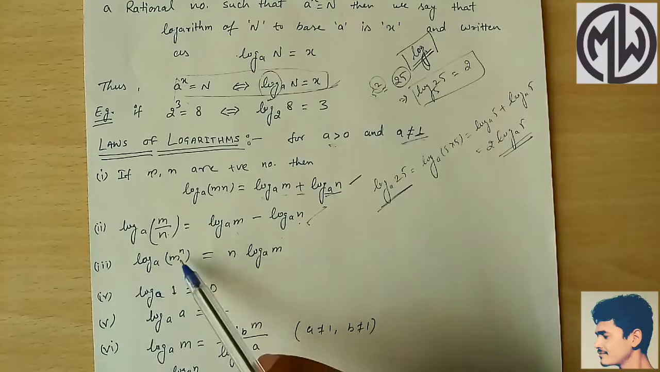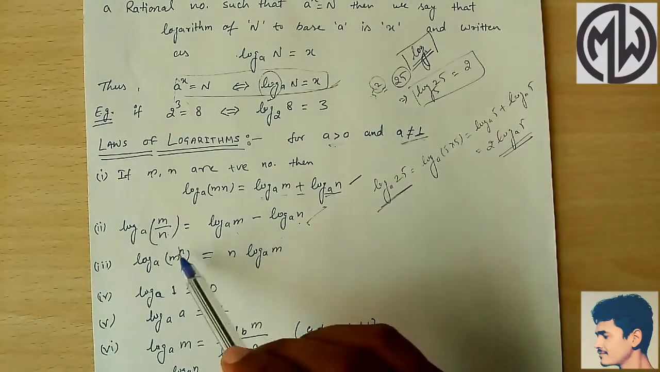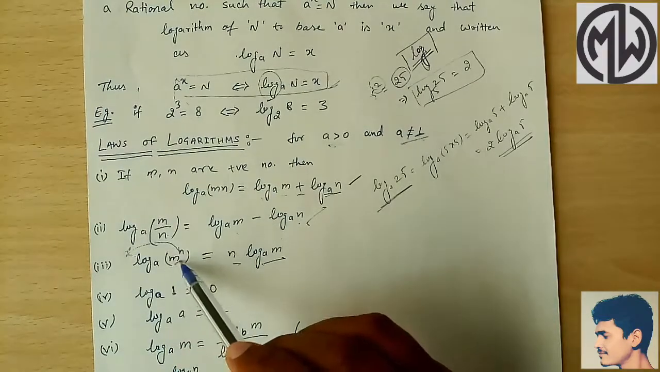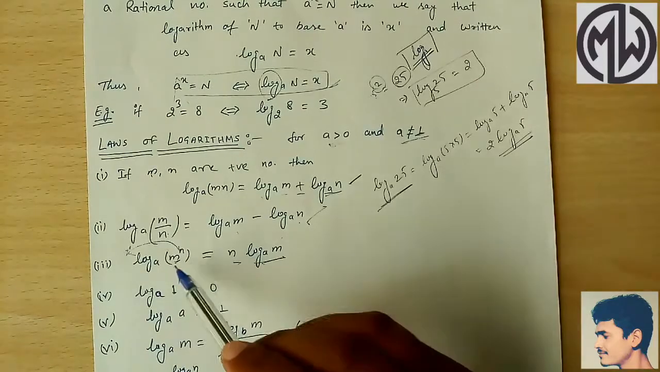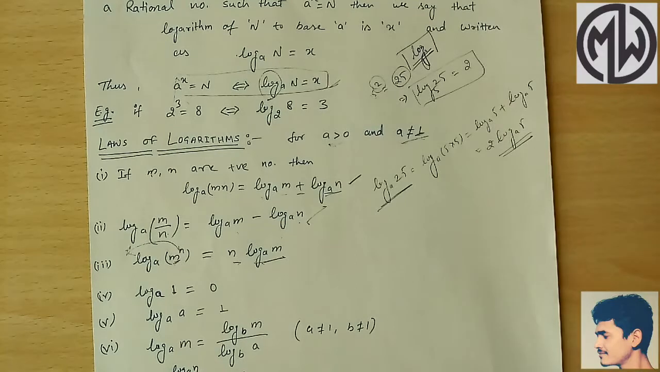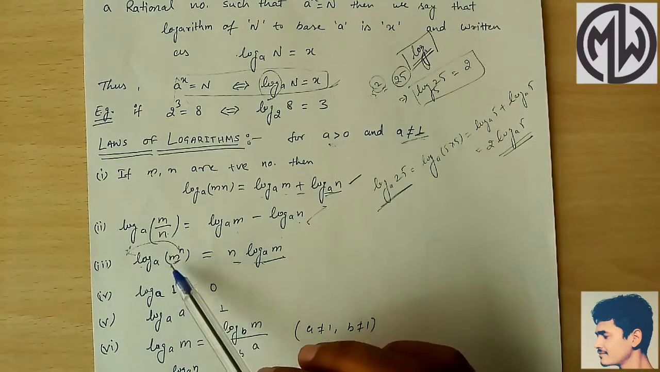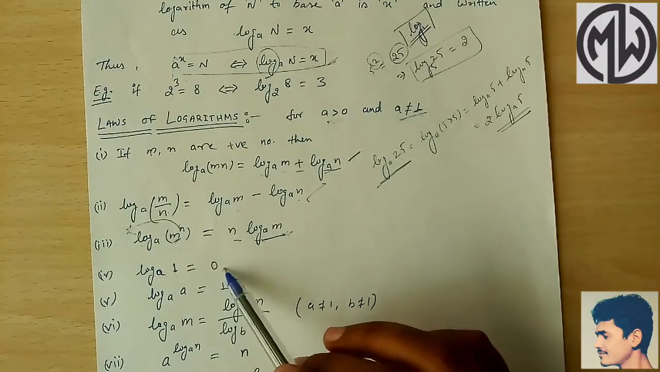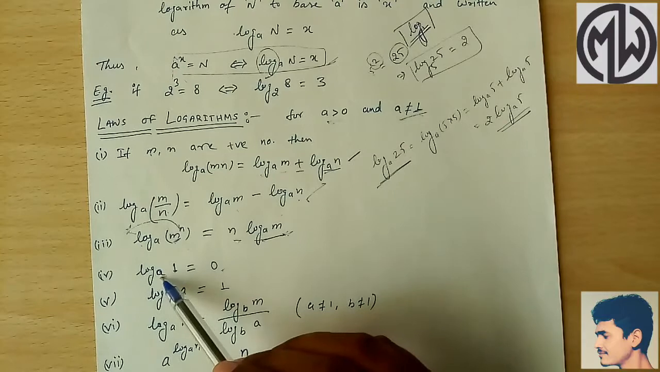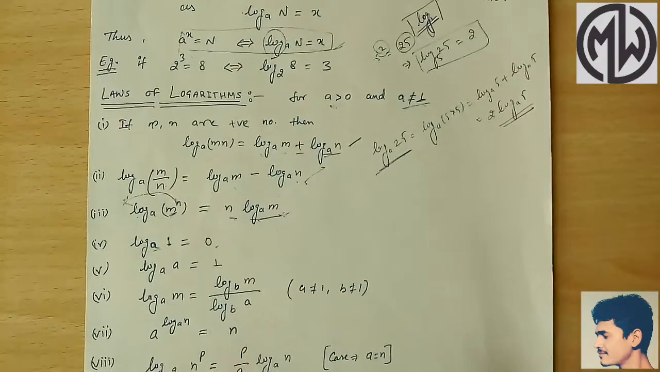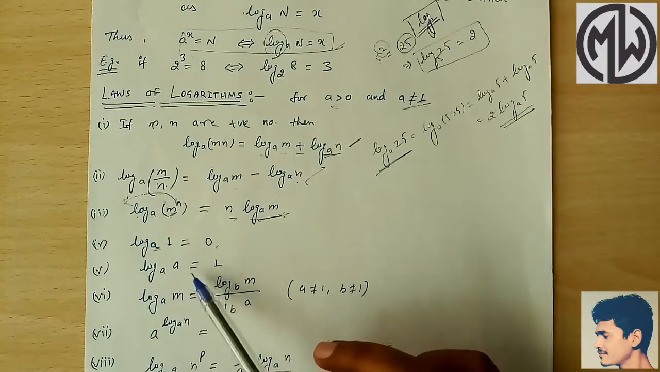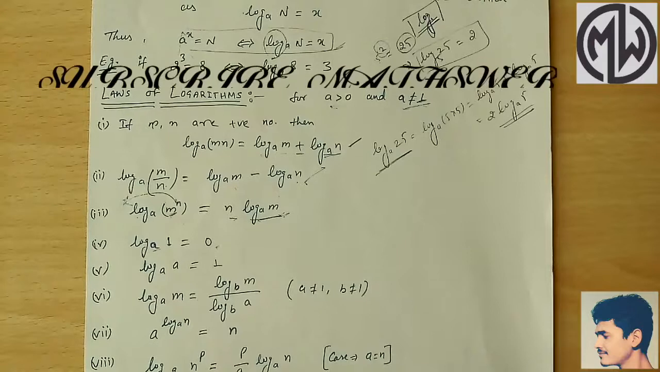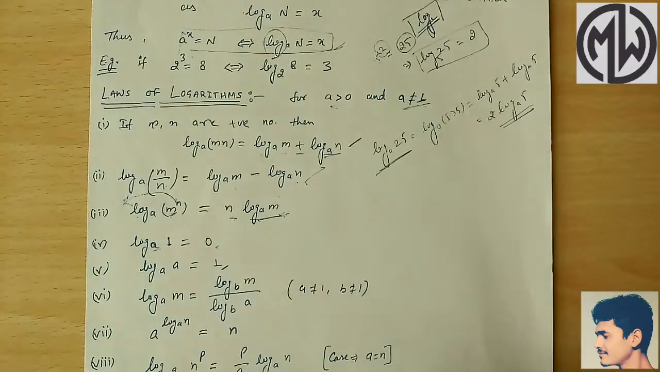Next one is log a m raised to power n is equal to n log a m. Just put your power before the log of this number. Alright, so log of m raised to power n is equal to n log m. Next one is log a 1 is equal to 0, means the log of 1 is always 0 whatever the base is. Okay, next is log a to the base a is always equal to 1, that is the log of any positive quantity to the same base is always equal to 1.